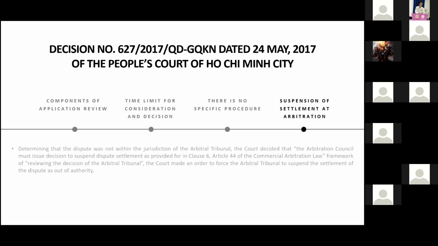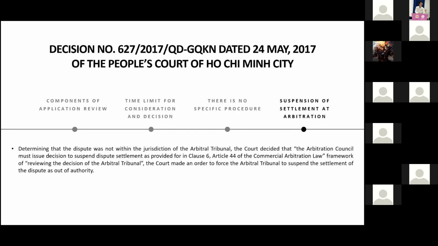And finally, according to clause 6, Article 44, in another case, the decision of the arbitral panel determined that the arbitral tribunal had jurisdiction, but one party complained to the court that the tribunal didn't have jurisdiction or authority. In this case, the court accepted the McDuck company's complaint, finding that dispute no. 9/16 between Big C Hải Phòng and McDuck company was not within the dispute settlement jurisdiction of the arbitration center VA. For the above case, according to clause 6, Article 44, the arbitration council shall issue a decision to suspend the settlement of the dispute.